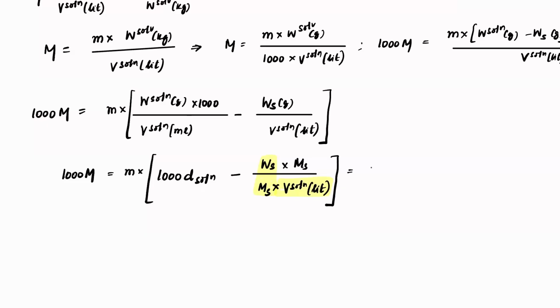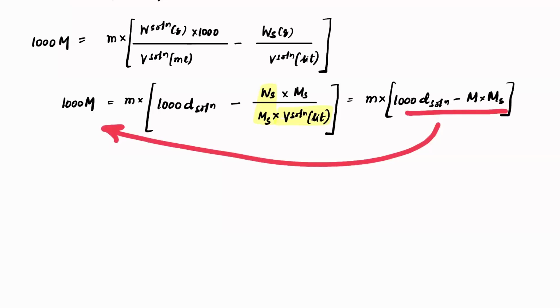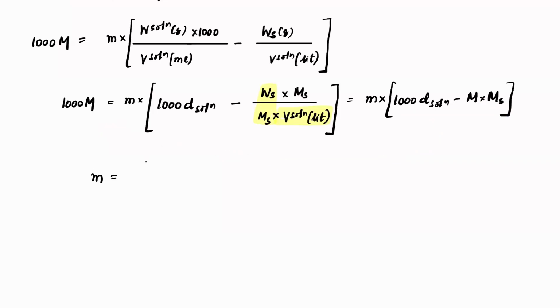So basically this entire term is converting into a molarity term. Hence, if I write this as molality into 1000 times density of solution minus molarity into molar mass of the solute. Now bring all of this term to the left hand side and that becomes a formula. So molality is equal to 1000 times molarity upon 1000 times density of solution minus molarity into molar mass of the solute. So this is how we'll be using the formula.